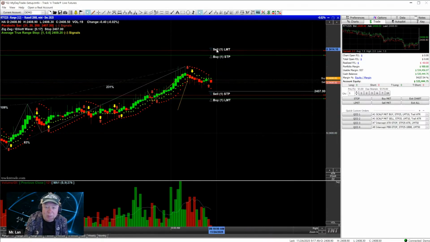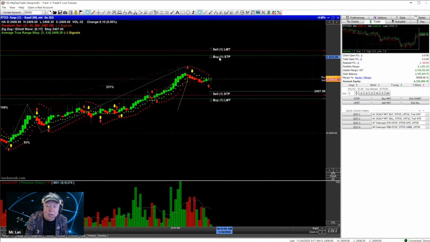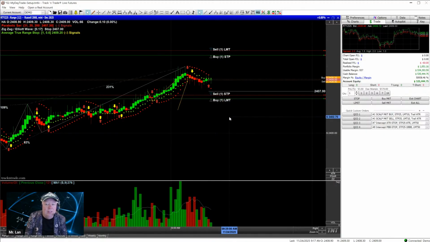We got a stop above and a limit above. And you can see that a buy stop above the market, or a stop order that you placed above the market, is a buy. A limit order placed above the market is a sell. A stop order placed below the market is a sell, and a limit order placed below the market is a buy. And you can move them around.